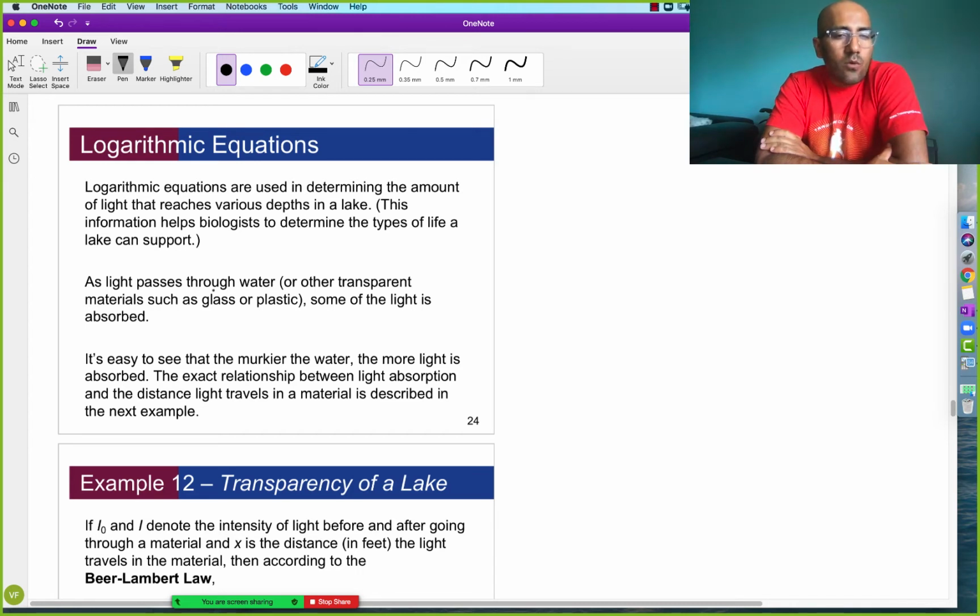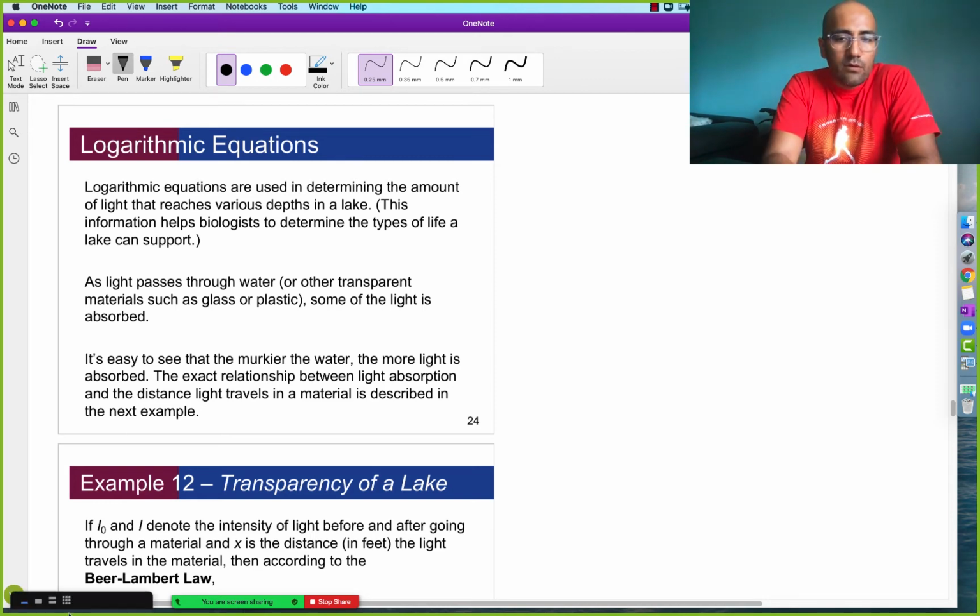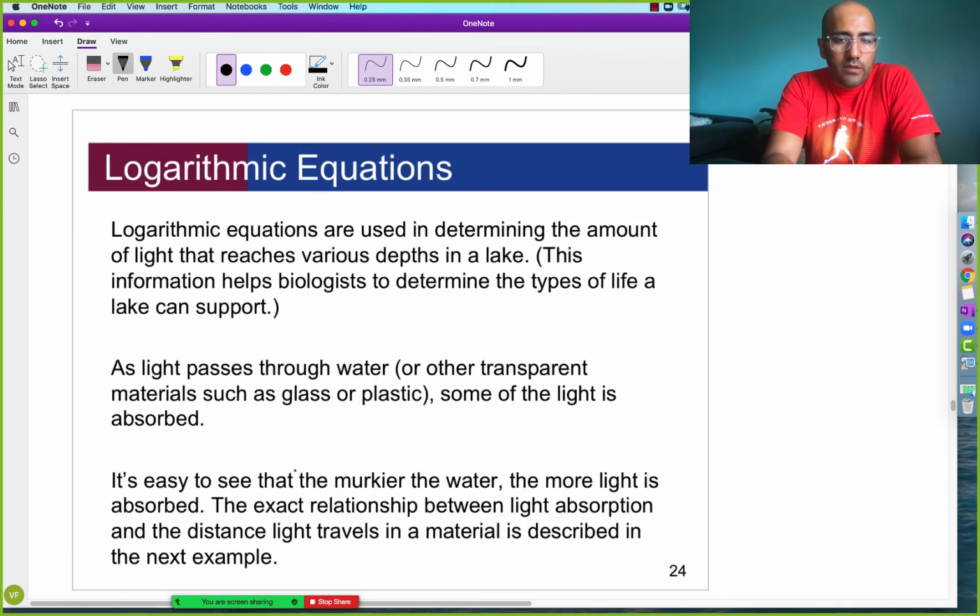So as light passes through water or transparent material such as glass or plastic, or gases, right, an atmosphere, some of the light is absorbed. It's easy to see that the murkier the water, the more light is absorbed. The exact relationship between light absorption and the distance light travels in a material is described in the next example. Okay, whoa, let's zoom in a little bit.